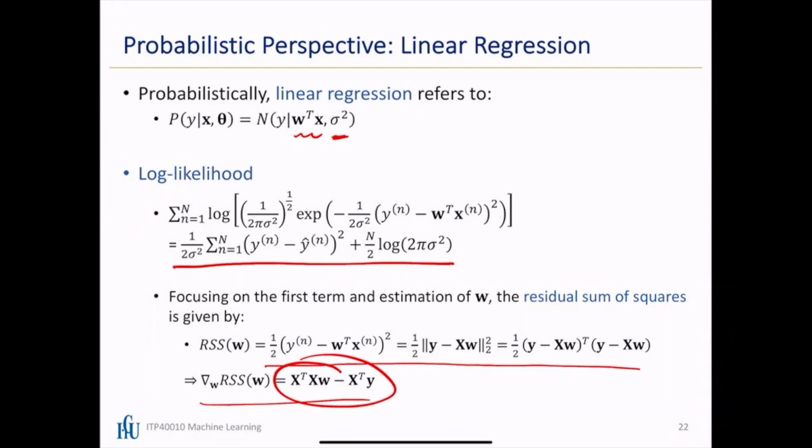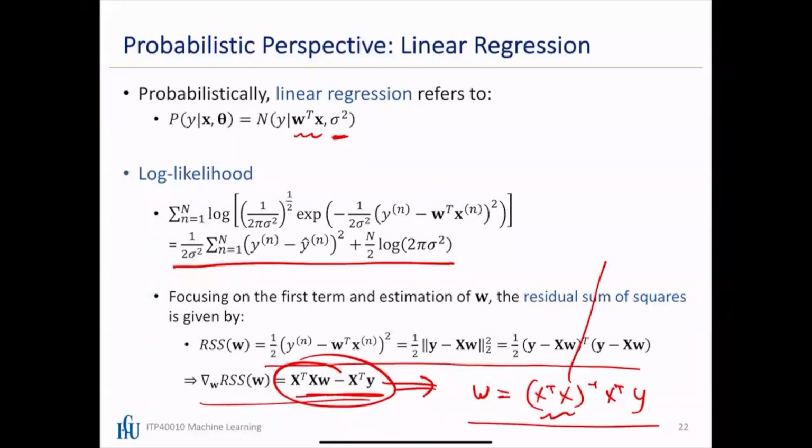So we got stuck here. From here, you can imagine W is X transpose X inverse X transpose Y. But we know that this is only possible when X transpose X is invertible, and that is often not the case. So we want to find some alternative way to address this.